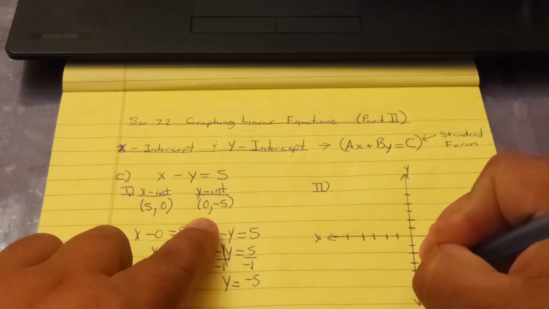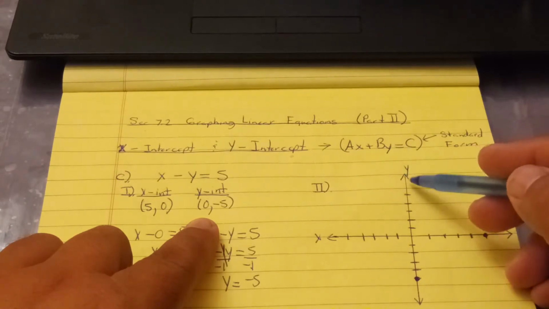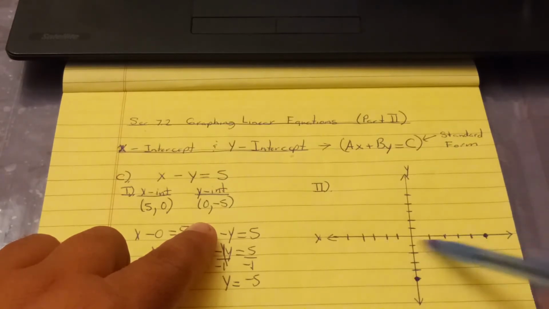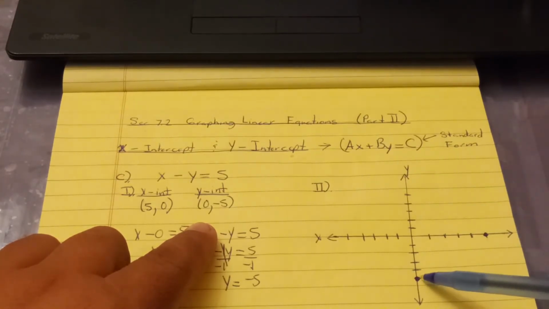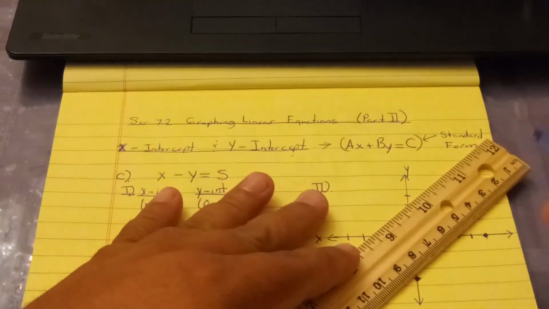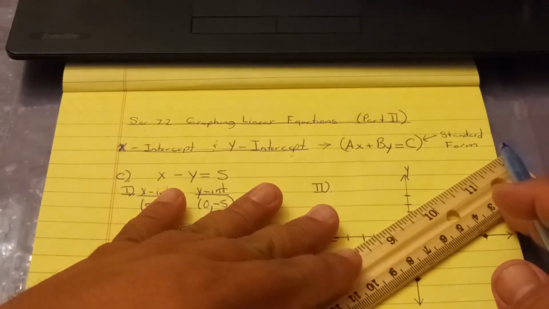Now remember, why is it called your y-intercept? Because it's on the y-axis. So remember, x-intercept is on the x-axis. Y-intercept is on the y-axis. And once again, just like our previous section, if you connect these two, they should form a straight line.